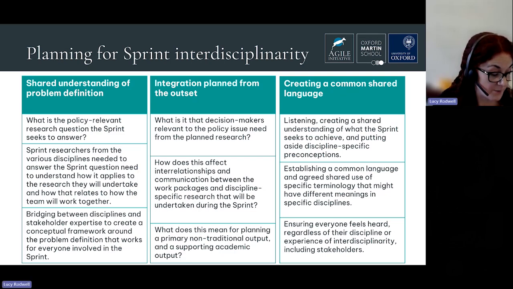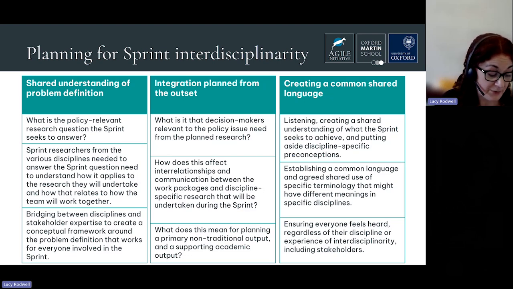To look at the last column here, creating a common shared language, as I touched on when we were answering the questions, this is very important, as it's possible that not everybody planning to be part of a sprint or specifically recruited onto a sprint will have had the same level of experience of interdisciplinarity. Some people will have been recruited based on a very specific area of expertise needed within the sprint, and these people may have no prior experience of working as part of an interdisciplinary team.